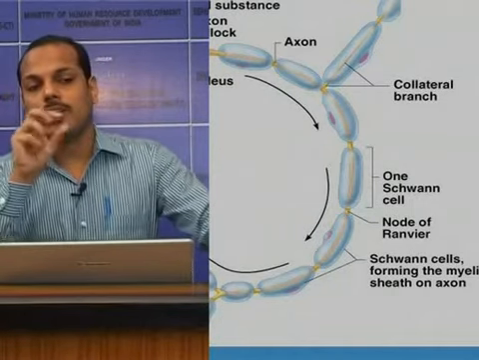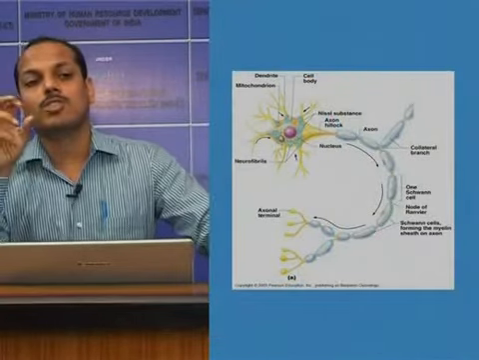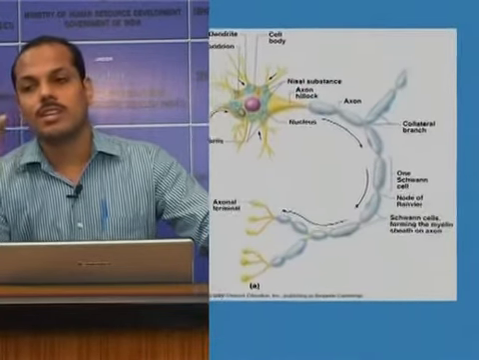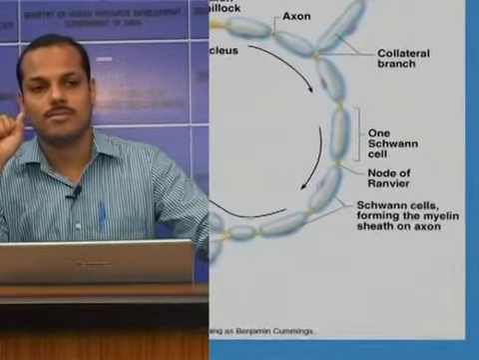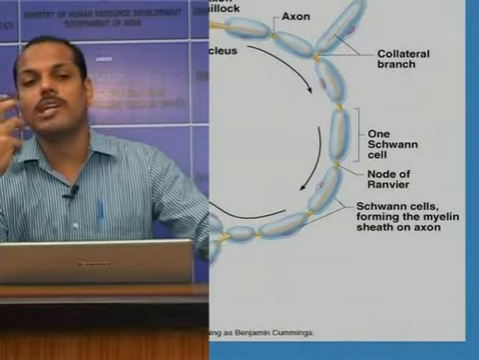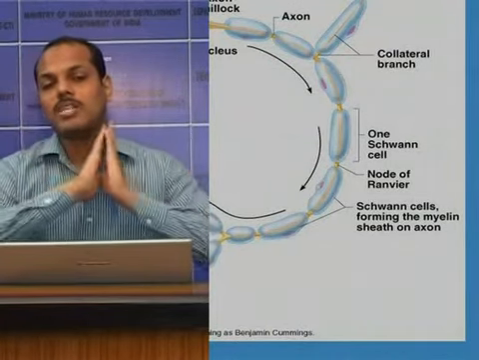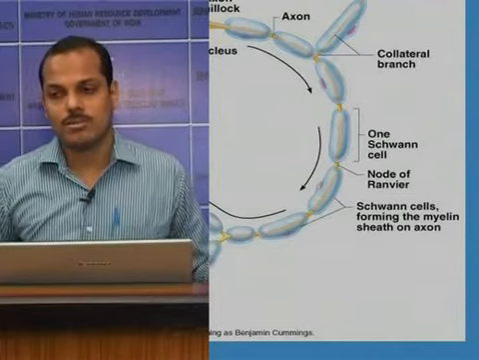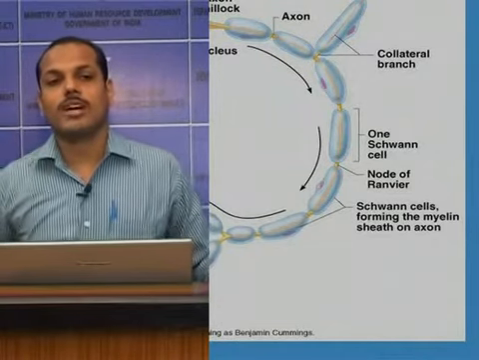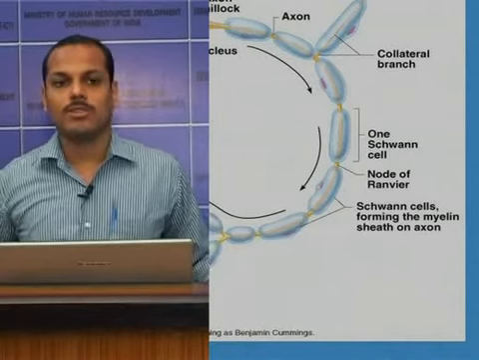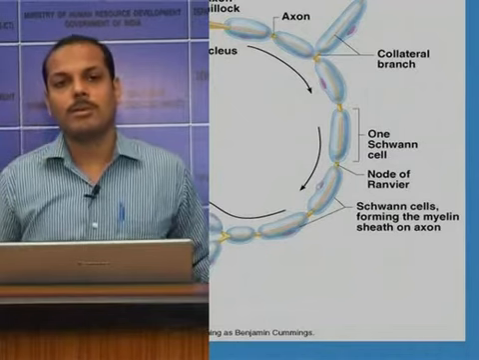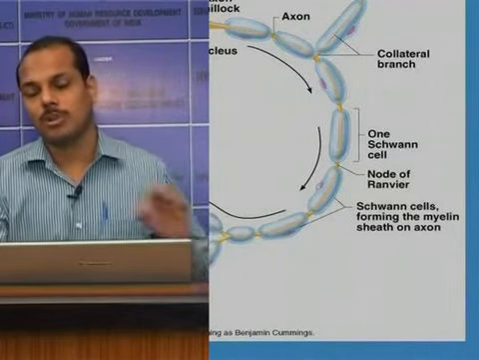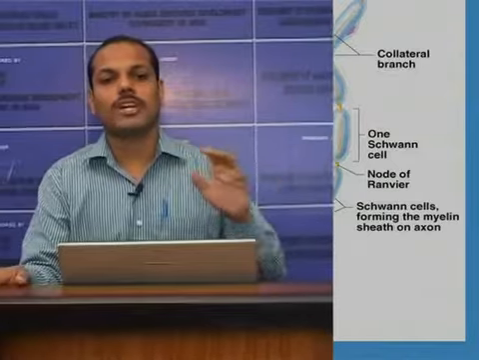Now, in the peripheral nervous system, the myelin sheath is formed by Schwann cells, whereas in the central nervous system, the myelin sheath is formed by oligodendrocytes. What is the main importance of the myelin sheath? It makes the action potential so fast, so that the impulses will be passed very fast. So the importance of the myelin sheath is fast propagation of the action potential.